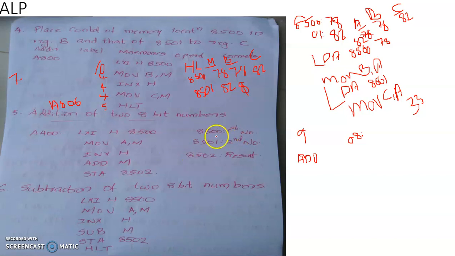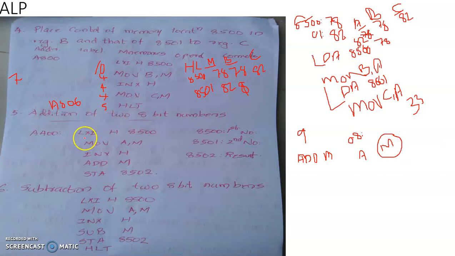So the first number is there in the location 8500. I have to take this number to the accumulator. The second number is there in 8501. I have to take this to register B, or I can place it in the memory pointed by HL pair itself. Then using the ADD M instruction, I can add these two numbers. So I'll be using the memory pointed by HL pair.